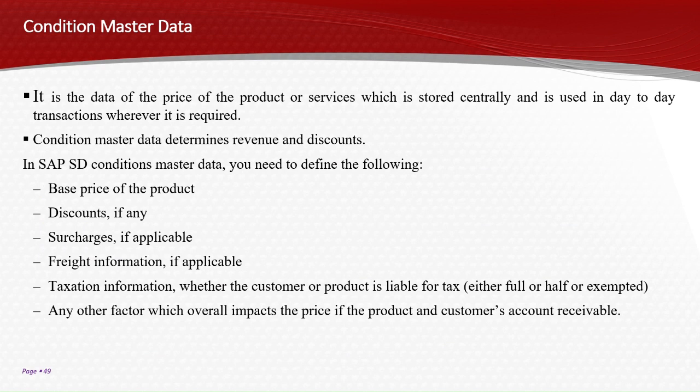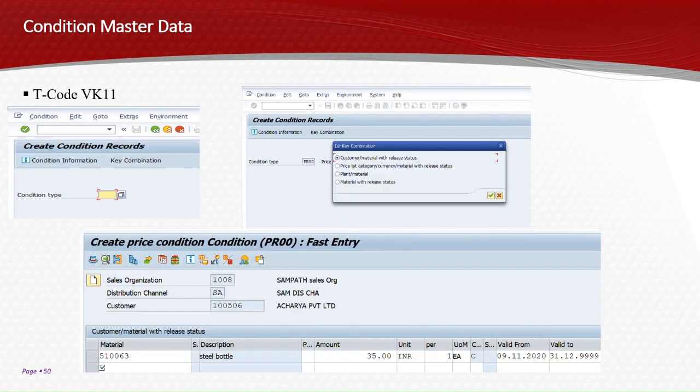Last one is the condition master data. It is the data of the price of the product or services which is stored centrally and is used in day-to-day transactions whenever it is required. So condition master data determines the revenue and discount. In SAP SD condition master data, you need to define base price, discount, surcharges, freight information, taxation information, whether the customer or product is liable for tax or not, and any other factor which overall impacts the price of the product and customer account receivable. To create the condition master record, T code is VK11.